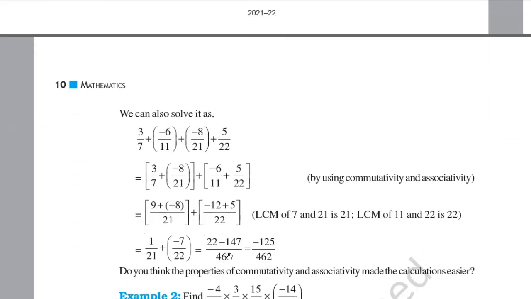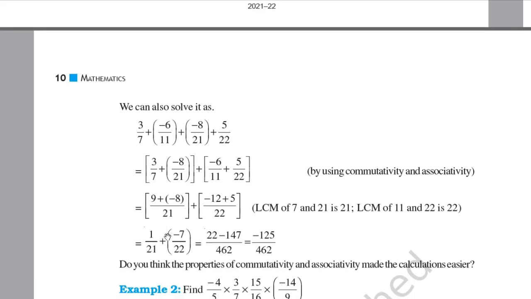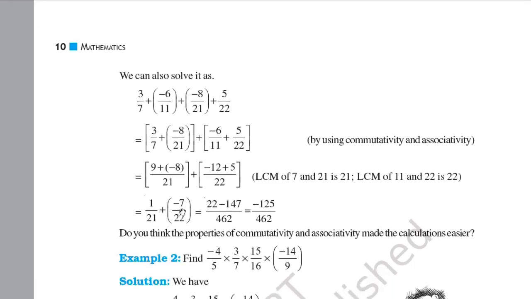You can also solve it like this. They have taken these two as one term and these two as another term, and they are solving them separately. Here we get the LCM 21, here we get 22, and above 9 plus minus 8 and minus 12 plus 5. When you add these two, you will get minus 22 minus 147 upon 462, that is minus 125 upon 462.